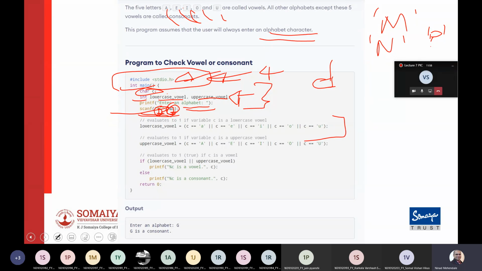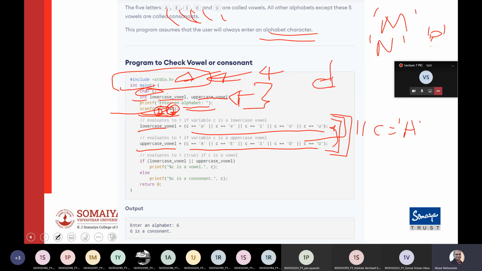Now you will ask me why not continue with all 10, putting this or sign, and then you can write c is equal to capital A. Also fine. There was no need to take 2 variables, lowercase and uppercase. You could have written all the 10 together also, but it's very easy to find whether it was a lowercase or an uppercase. So that's why we are just putting it.